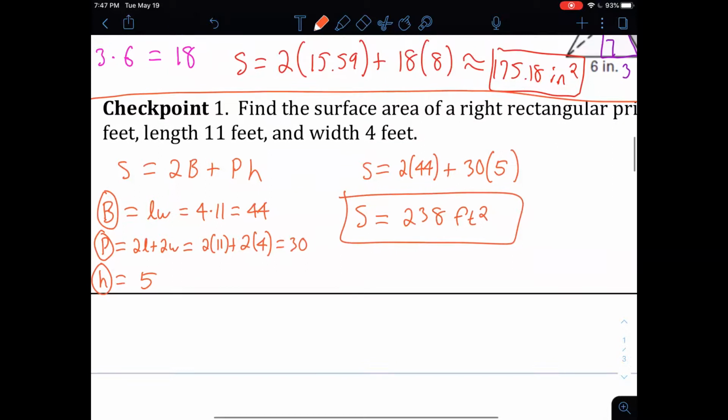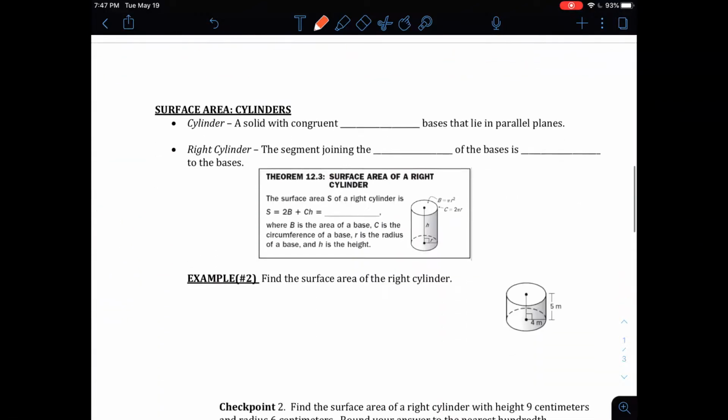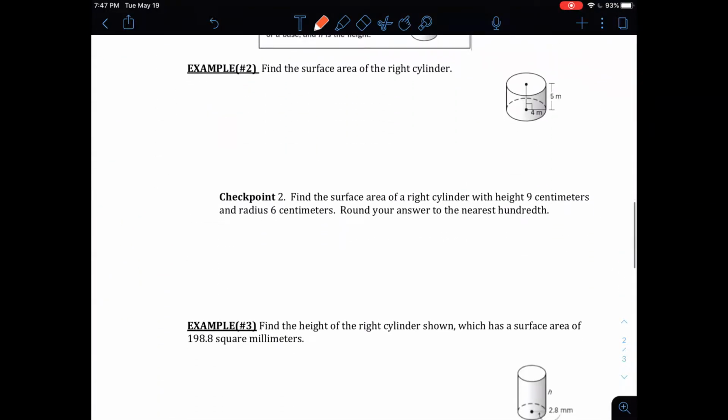That one was a lot easier than the triangular one, because the area and perimeter of a rectangle is a lot easier to find. So hopefully that one makes a little bit more sense. Sorry we didn't start with that one, but hopefully you get the idea. All right, a couple more examples.